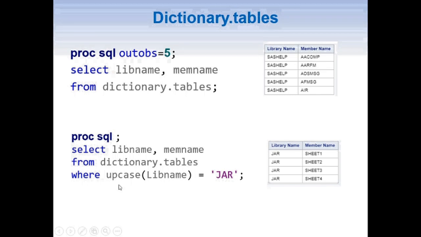Here I have added where upcase(libname) equal to JAR. If you remember, the libname JAR was given to the Excel file which we were interested in. Here if you see the result, it shows libname and memname, and we can see all the sheets in here. To achieve our goal, we need to do a couple more small things.